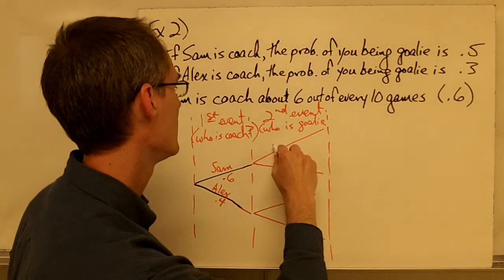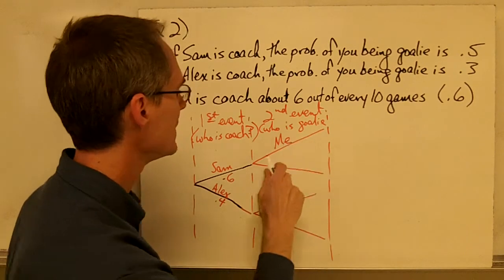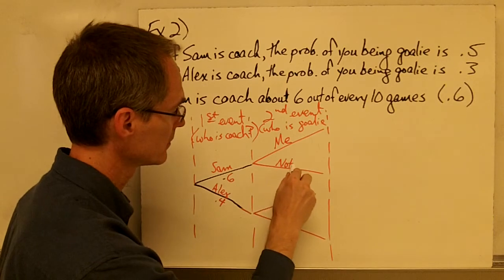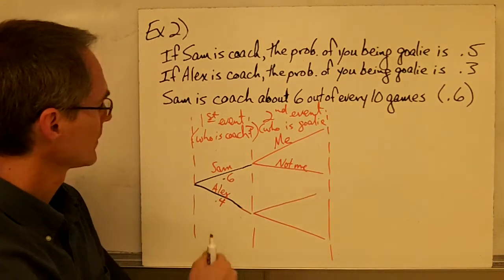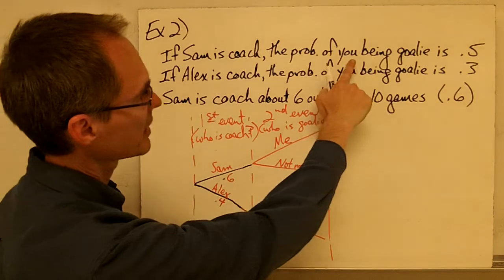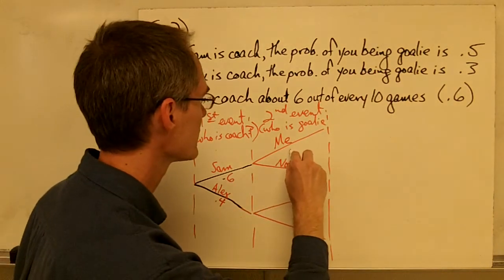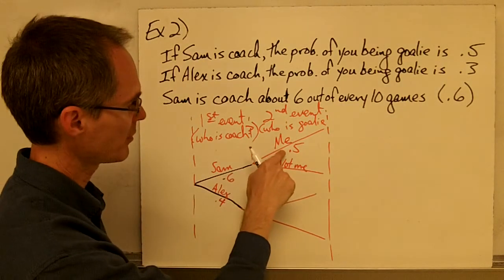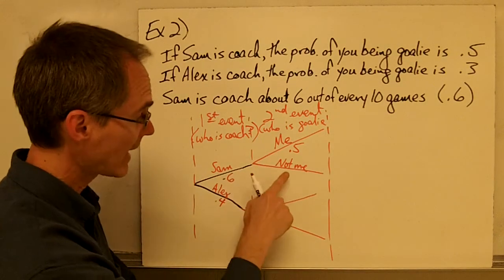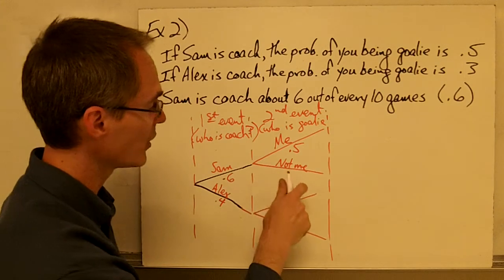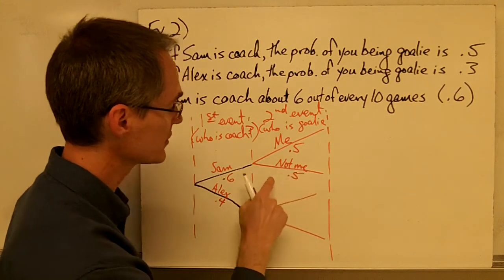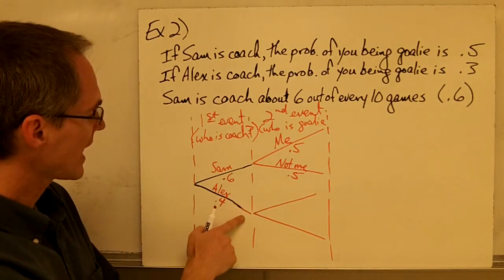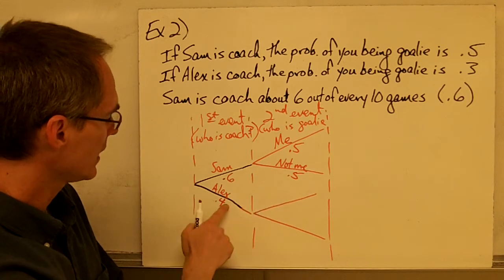Okay, so my outcomes here are going to be me, that is either I'm going to be selected goalie or, let's say, not me. So if Sam is the coach, the probability of me being goalie is 0.5. Okay, so there's my probability there. If Sam is the coach, then I have a 0.5 chance of being selected goalie. And then that means there's also going to be a 0.5 chance of someone else, someone who's not me, being selected goalie.